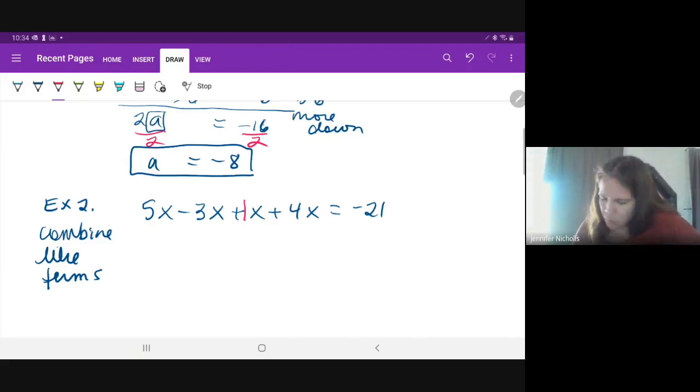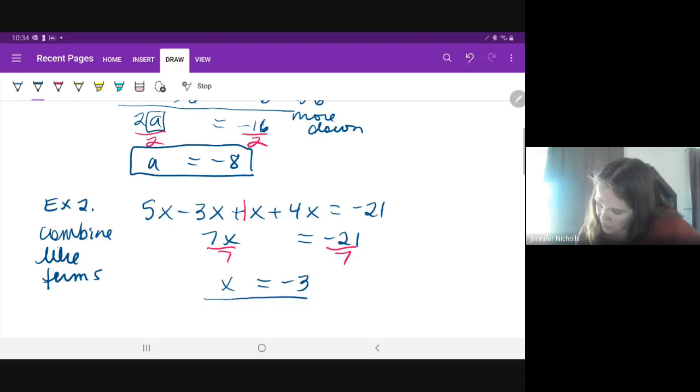And then what do we get? Oh, and somebody said 7. So is that right? I was like, where did the 7 come from? Actually, 7's the next step, isn't it? Yeah, 7x. Okay, so 7x equals negative 21. And then what do I do next? Divide by 7. I agree. And then I get x equals -3.